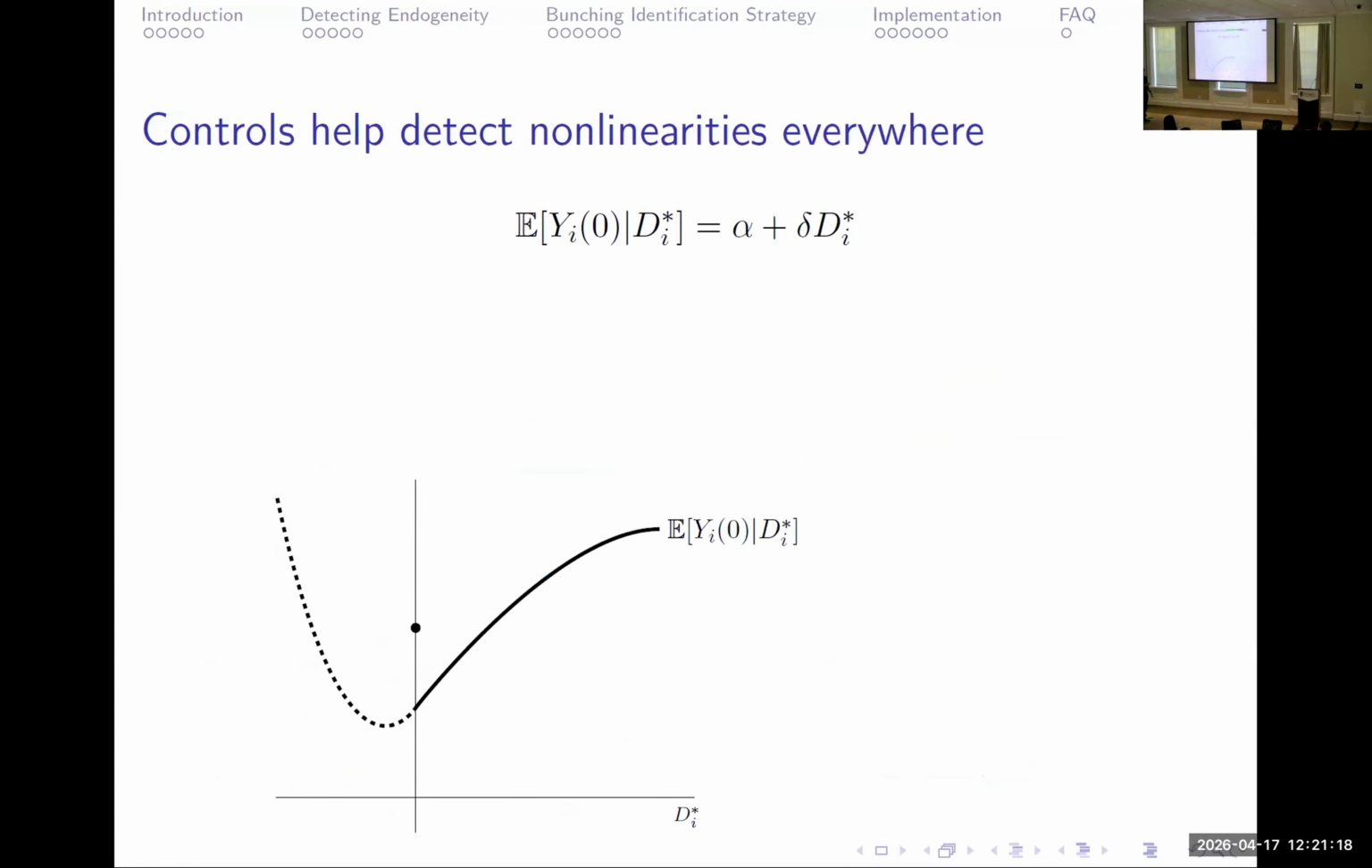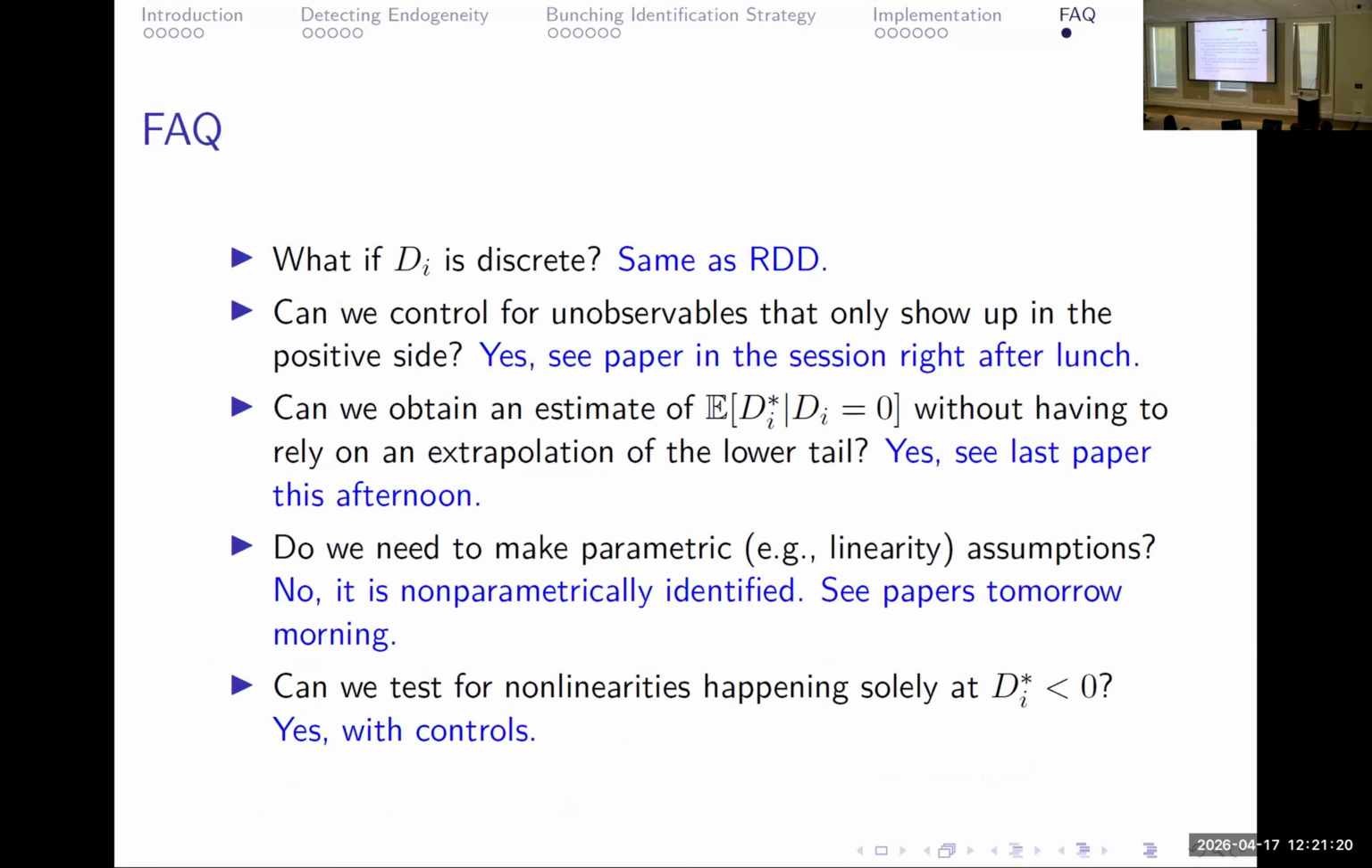So this is just to end. I'm going to just show you the FAQ here. I'm happy to take any question, but the key idea here is, what if the D is actually not continuous? It turns out that if you use the same kind of RDD, you should be fine. Can we control for observables that only show up in the positive side? Yes. You're going to have to see the paper that Eric is going to present after lunch. Can we obtain an estimator of the expectation without having to do this kind of projection out of sample to talk about the lower tail? Yes, please see the last presentation of today when David is going to present this.